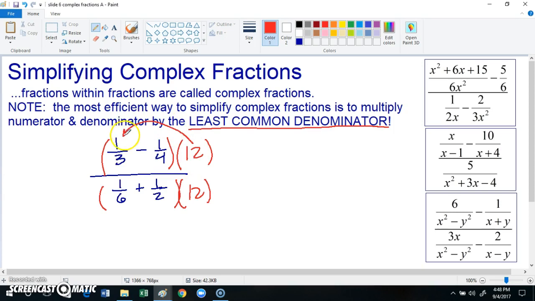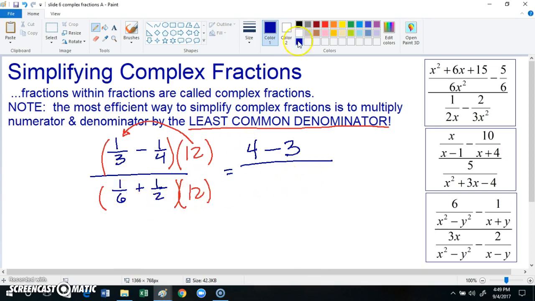So when I distribute and say, what is 1/3 of 12? Please don't tell me it's 12/3. Please tell me it's 4. And then I say minus 1/4 of 12. So what's 1/4 of 12? 4 goes into 12 evenly. That's minus 3. Boom. There are no more fractions in the numerator. They are gone because I multiplied by the least common denominator.